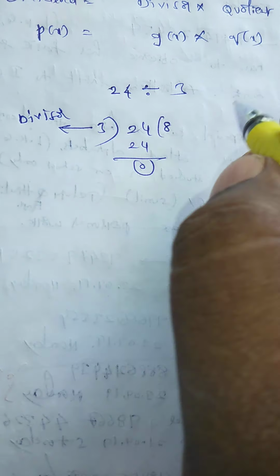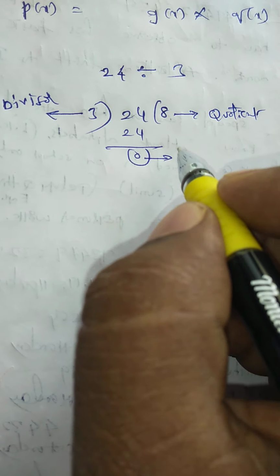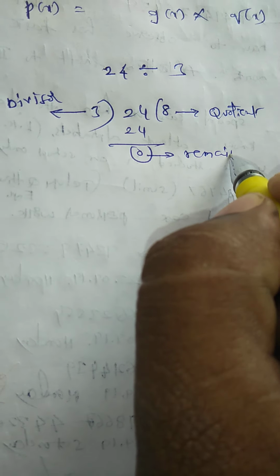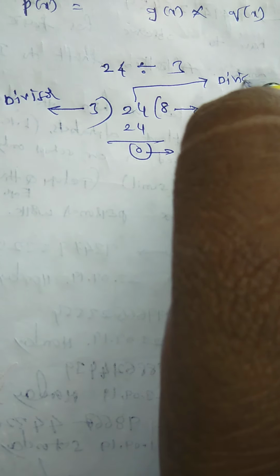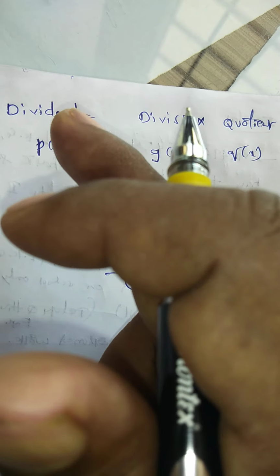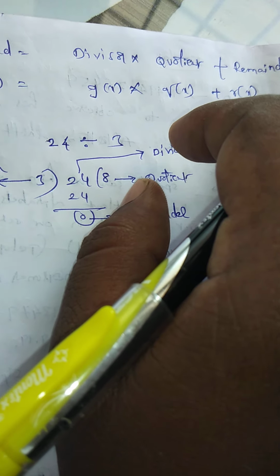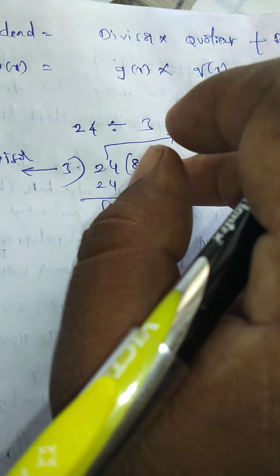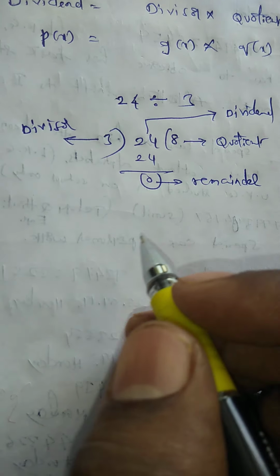3 is called the divisor, 8 is called the quotient, 0 is called the remainder, 24 is called the dividend. In the above formula, all these values we have to substitute. Now the LHS part is dividend, and the RHS part is divisor into quotient plus remainder. After substituting these values, can we get equal or not? Once we have to verify.